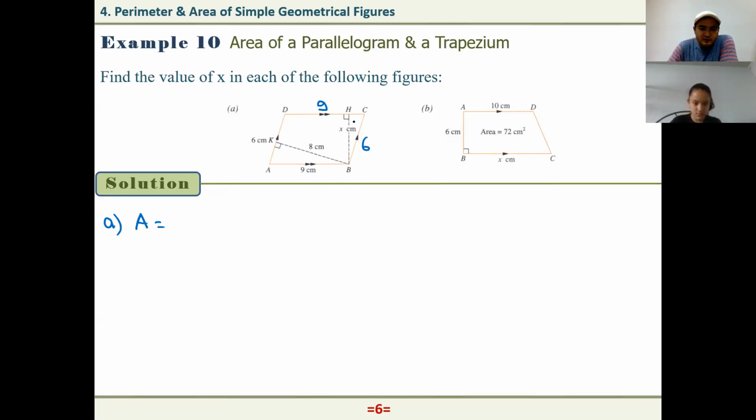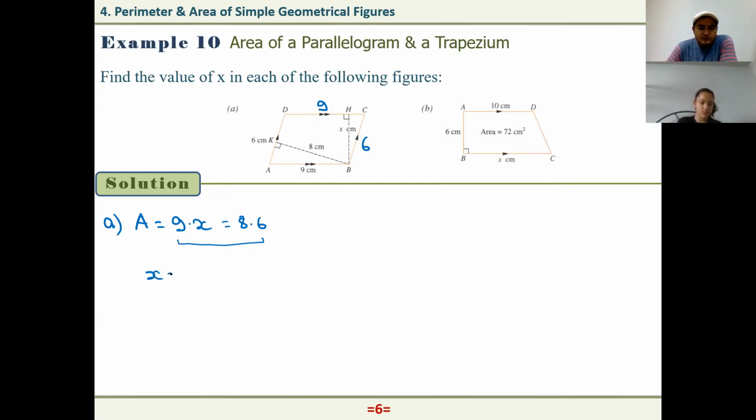So if I use this height and base, the area of this parallelogram is, what is it? 9 times x. On the other hand, if I use this height and base, it gives us the same area actually. That's equal to 8 times 6, right? This height to this base also gives us the area of this parallelogram. Now, as you see here, what is it? It's just an algebraic equation. We know how to solve this.